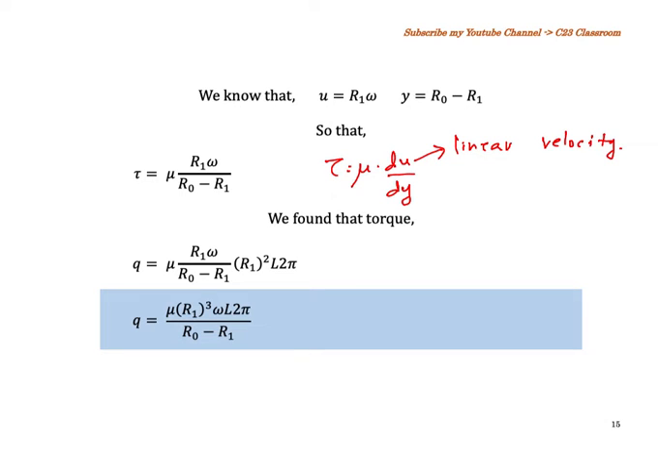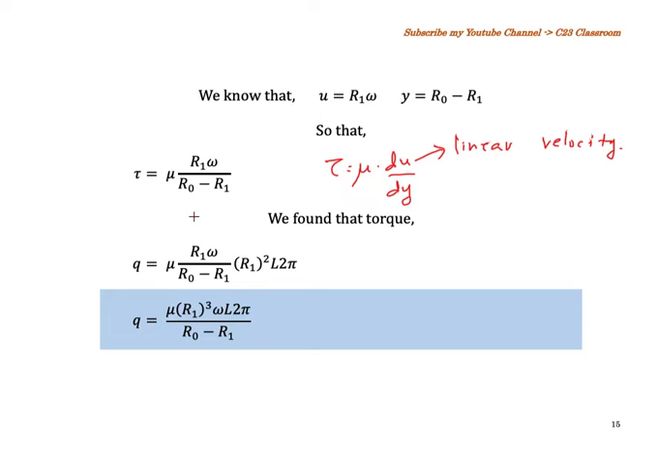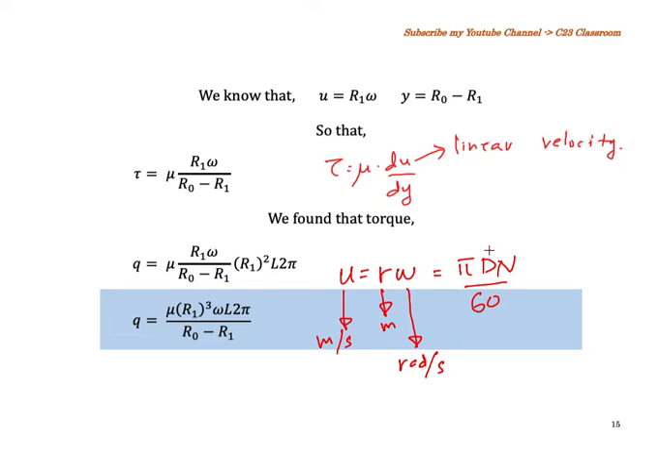In our application there is no linear velocity given, because the cylinder here rotates at a certain RPM, and the unit of RPM itself does not show the linear velocity. So please make sure you can convert the rotational speed into the linear velocity. The equation is u is equal to r omega is equal to pi d n over 60. The u here is the linear velocity in meter per second, the r here is in meter, and the omega here is in radian per second. The pi is a constant, you have the diameter here, and the n here is rpm, meaning rotations per minute. That's why we need to divide by 60 here to make sure the unit is maintained in meter per second.